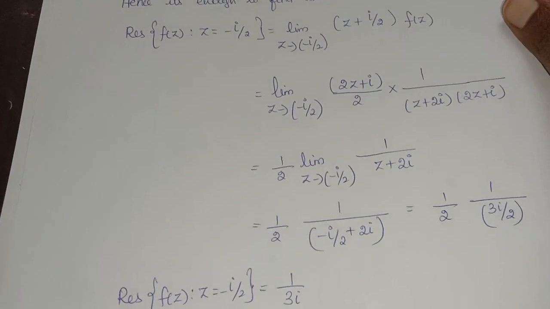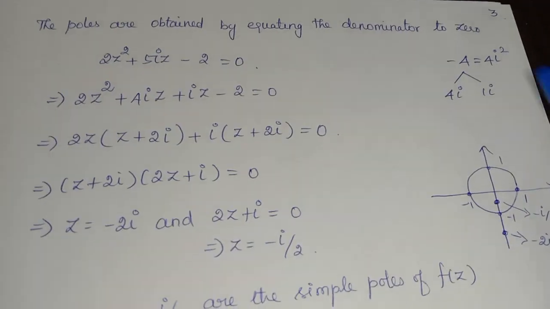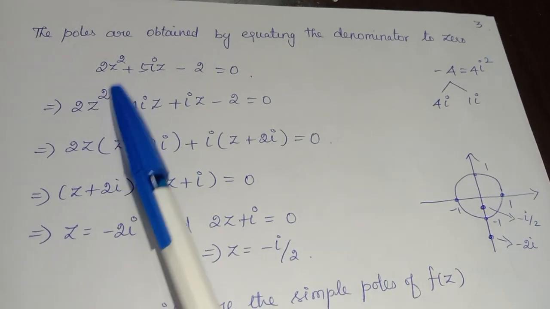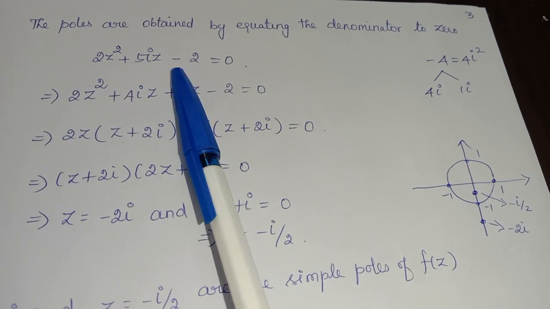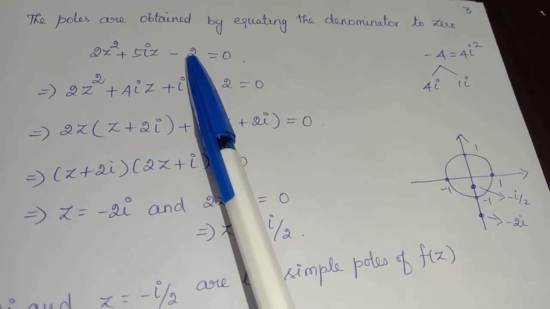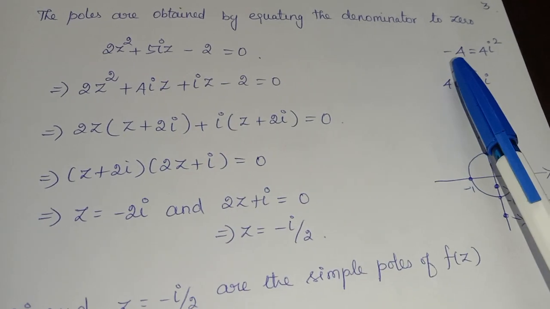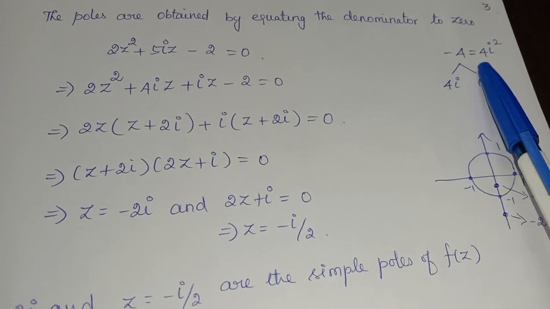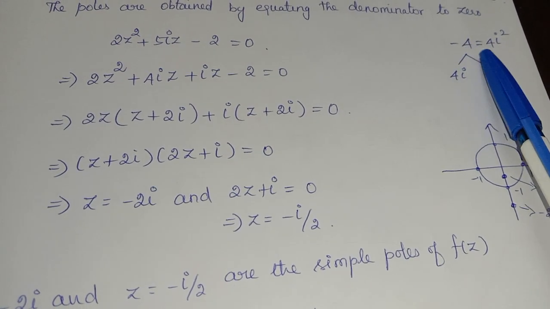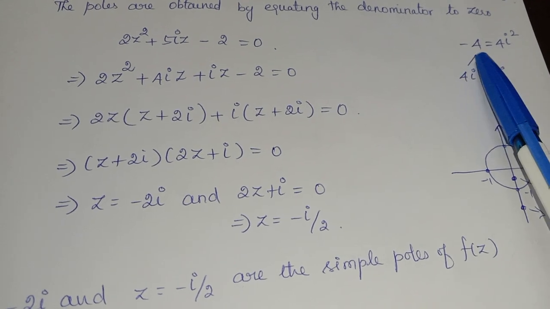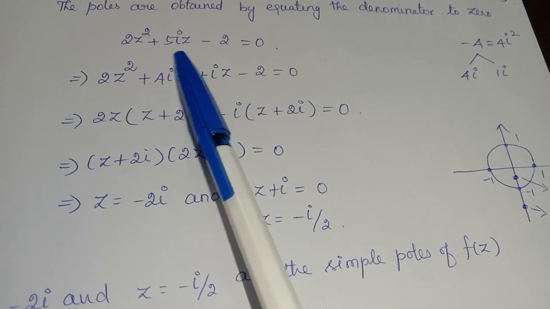For that, what we have to do? By equating the denominator, we have to find out the poles. Okay, equate the denominator to 0. So 2z square plus 5iz minus 2 equal to 0. Now we have to factorize this. See, 2 2s are 4, minus 4, no? So minus 4. But here you see you are having 5i, no? So instead of taking it as simply minus 4, I am going to take it as 4 i square, because i square is minus 1, no? So minus 4 can be taken as 4 i square, which can be split up into 4i plus 1 i, so that this 5iz we can get.